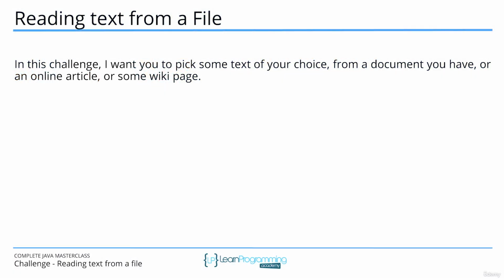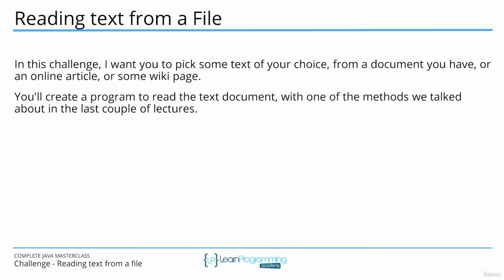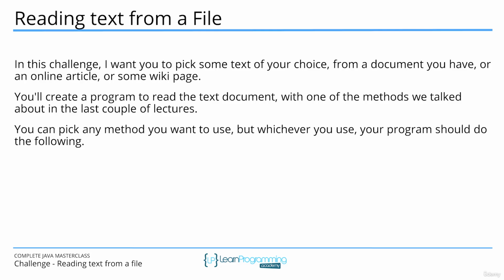In this challenge, I want you to pick some text of your choice from a document you have, or an online article, or some wiki page. You'll create a program to read the text document with one of the methods we talked about in the last couple of lectures. You can pick any method you want to use, but whichever you use, your program should do the following. Tokenize the text into words, remove any punctuation.